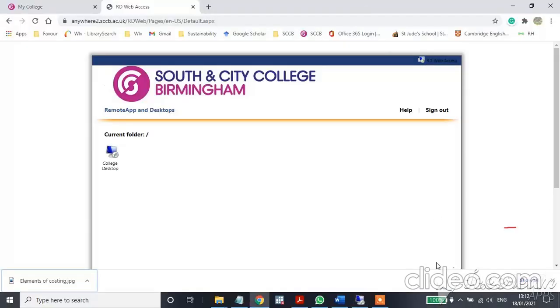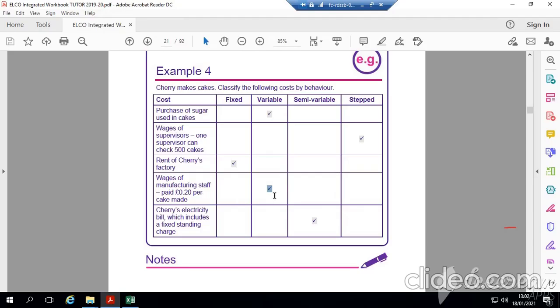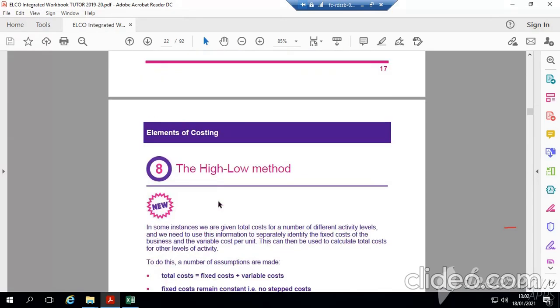The more cake you make, the more wages you have to pay. Then the electricity, again this is quite straightforward. It is going to be semi-variable because at a certain point you have to pay, then if the level of activity increases, additional cost is required.